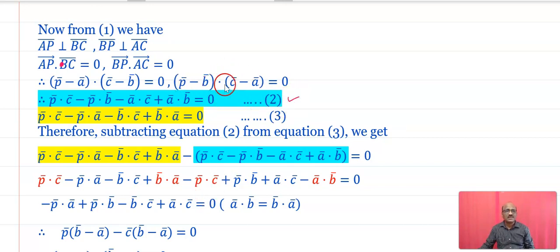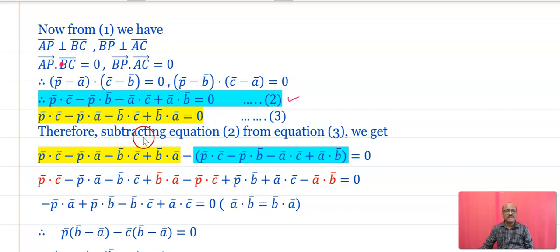Next, we simplify this bracket: p bar minus b bar dot in bracket c bar minus a bar. First is p bar dot c bar. Next is minus p bar dot a bar. Next is minus b bar dot c bar. And the last, minus and minus, becomes plus b bar dot a bar, equals 0. This is the third one.